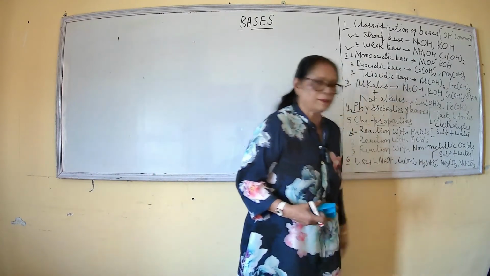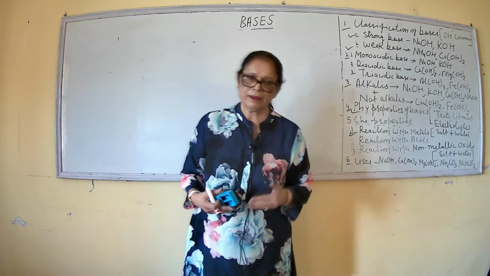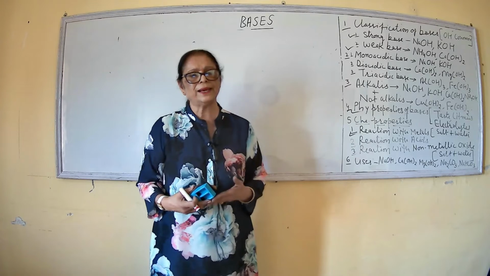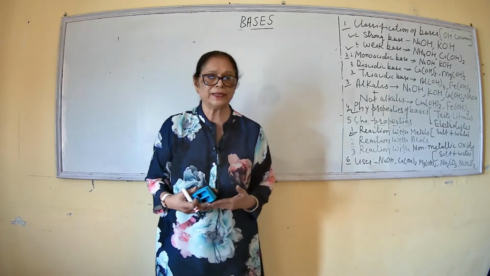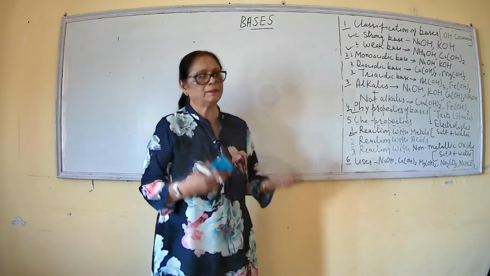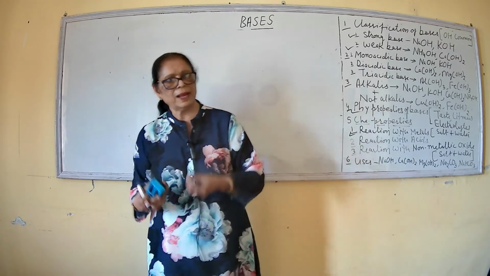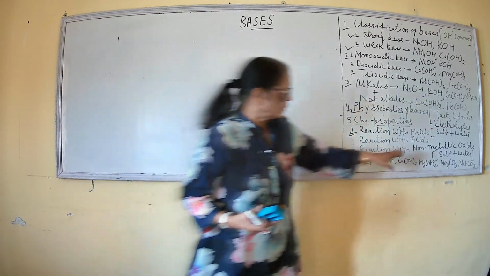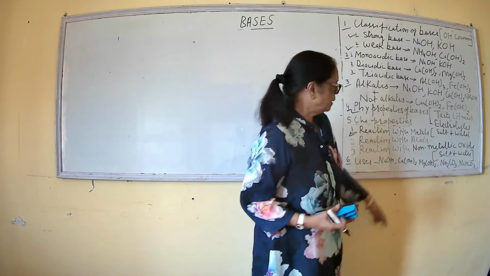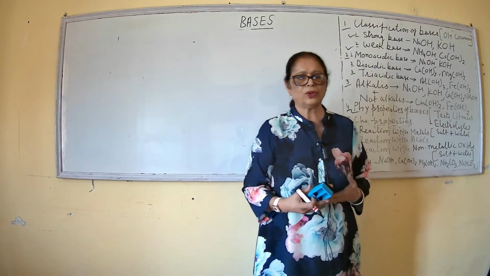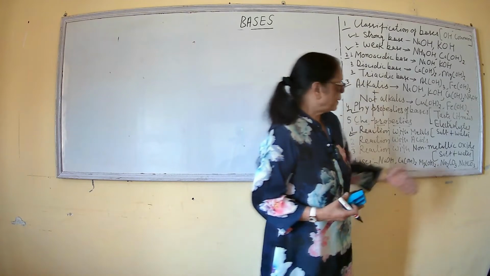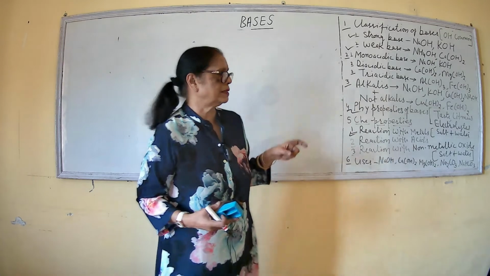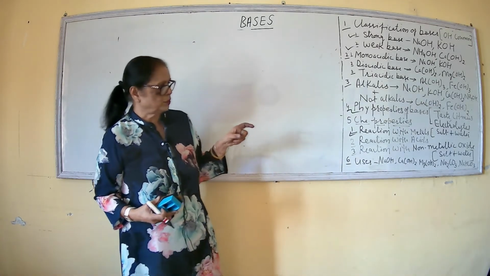And number 2, sodium carbonate is a salt, but I told you that normally all salts are neutral, though we have some exceptional cases. There are some salts which are slightly basic in nature, and some salts which are slightly acidic in nature. So this is a salt, but slightly basic in nature. Sodium carbonate is also used to make washing soda. And sodium bicarbonate, although it is a salt, is slightly basic in nature, and it is used for baking purposes.